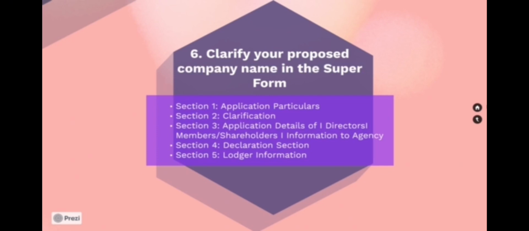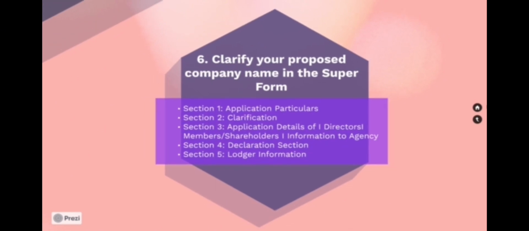The Super Form is where you need to clarify the meaning behind the proposed company name. If the proposed name contains the name of states, control words, or trademarks, you will have to attach an authorization letter from the respective authority or owner.